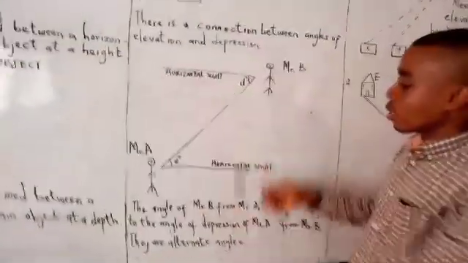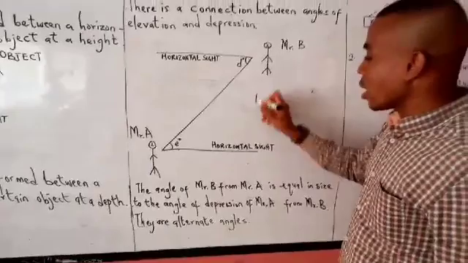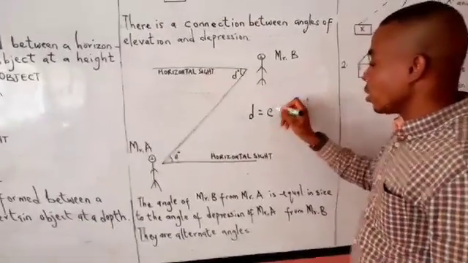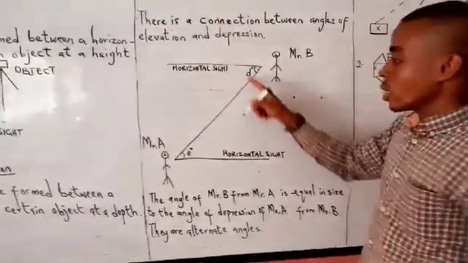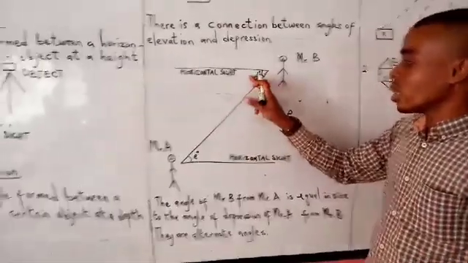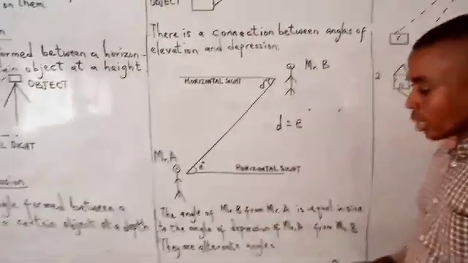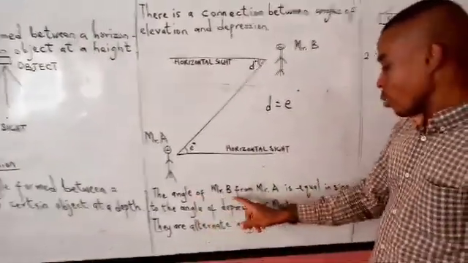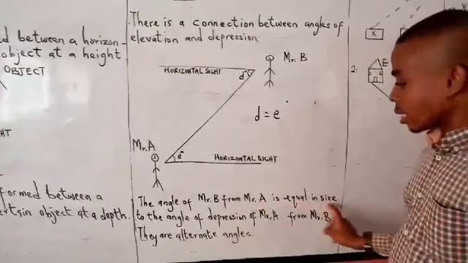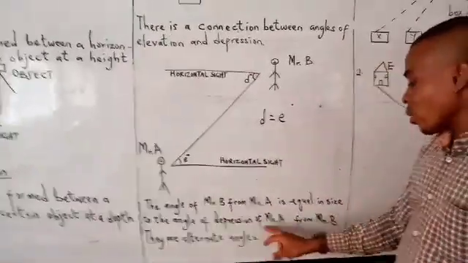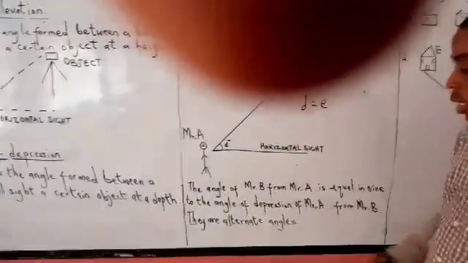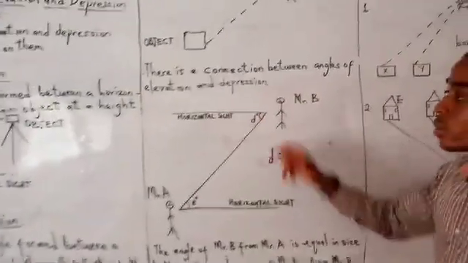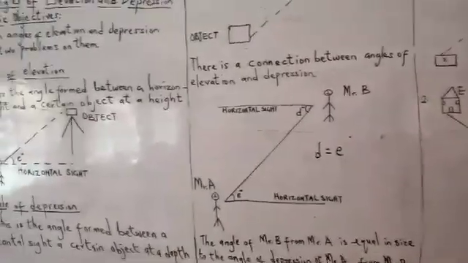So there is really a connection. Now, we want to establish that angle D is equal to angle E. The reason is because they are alternate angles. So whatever angle D gives you, that's what angle E will be as well. So the angle of elevation of Mr. B from Mr. A is equal in size to the angle of depression of Mr. A from Mr. B. They are alternate angles. So you can measure it using your protractor in your mathematical set. Thank you for listening.